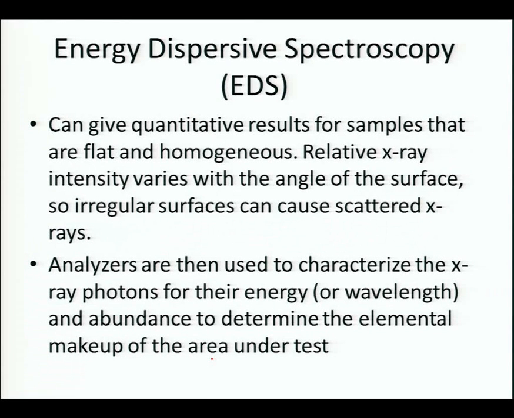EDS can give quantitative results for samples that are flat and homogeneous. Relative X-ray intensity varies with the angle of the surface, so irregular surfaces can cause scattered X-rays. So these things have to be relatively flat on the atomic level. Analyzers are then used to characterize the X-ray photons for their energy or wavelength, and abundance determines the elemental makeup of the area under the test.